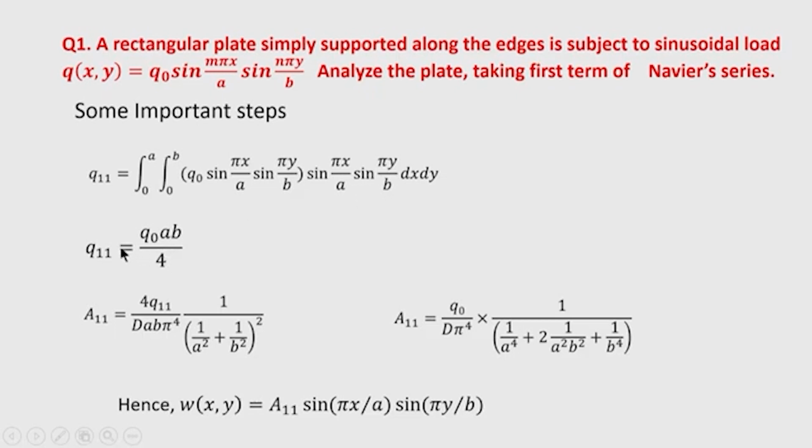Once you find the Q11, then you can find A11 as 4 Q11 divided by D a b pi to the power 4, and here actually m square by a square was there, but m is 1. So, 1 by a square plus n square by b square were there, but since n is 1, 1 by b square, and whole square. So, this is the expression for A11.